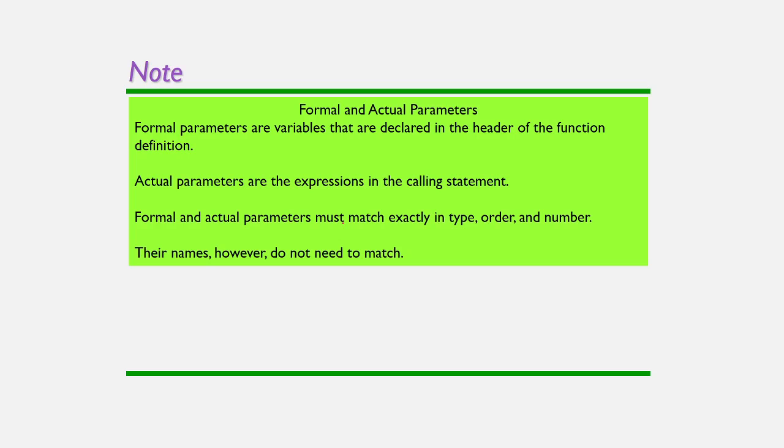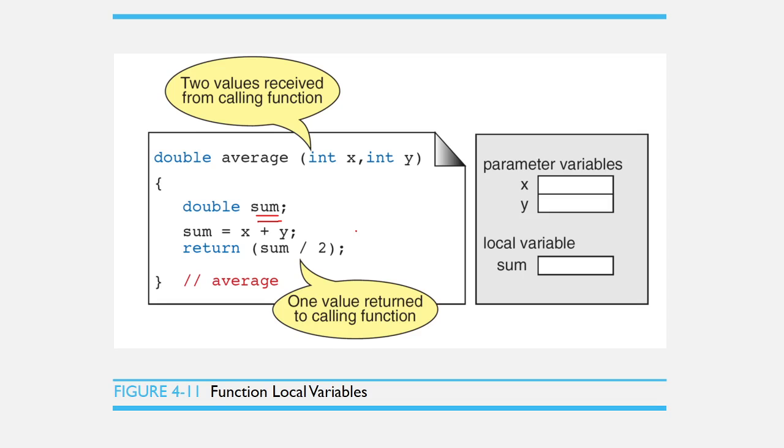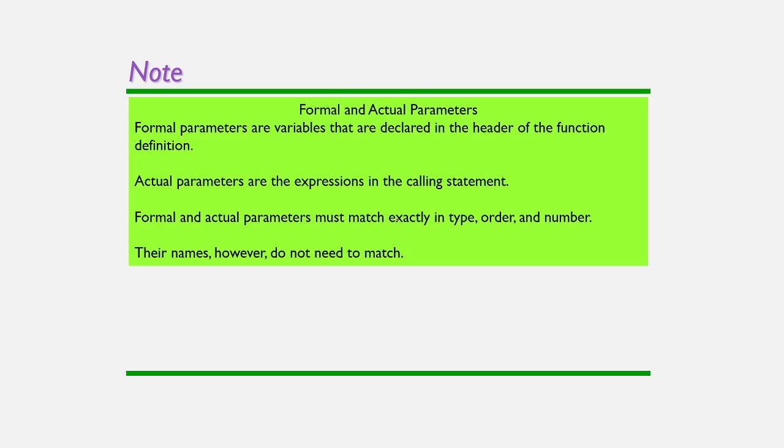We have to take note that formal and actual parameters are necessary for the function call, function definition, and the function declaration. Take note that formal parameters are variables that are declared in the header of the function definition. Again, these are the formal parameters. So here we have the formal parameters int x, comma, int y. And the actual parameters are the expressions in the calling statements.